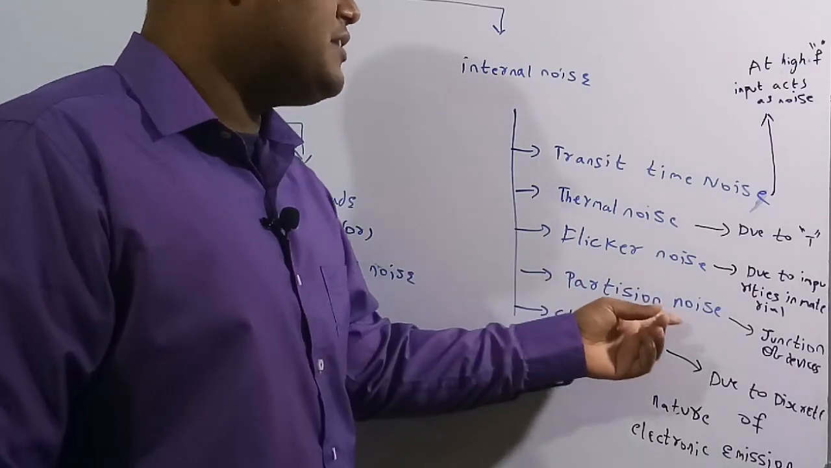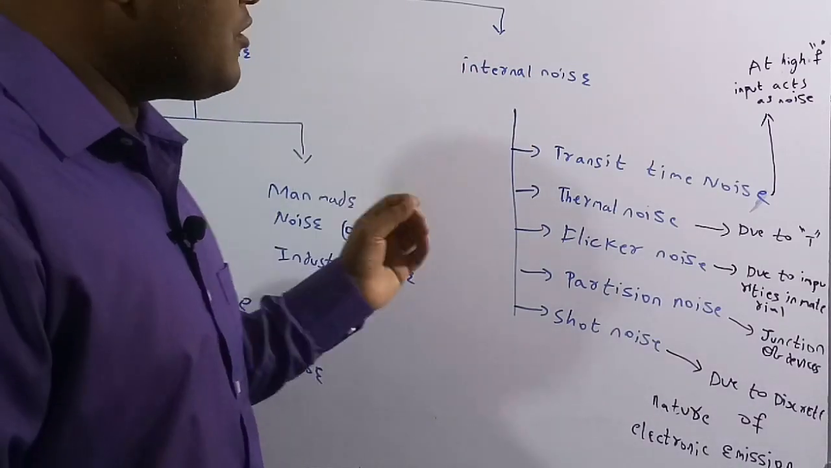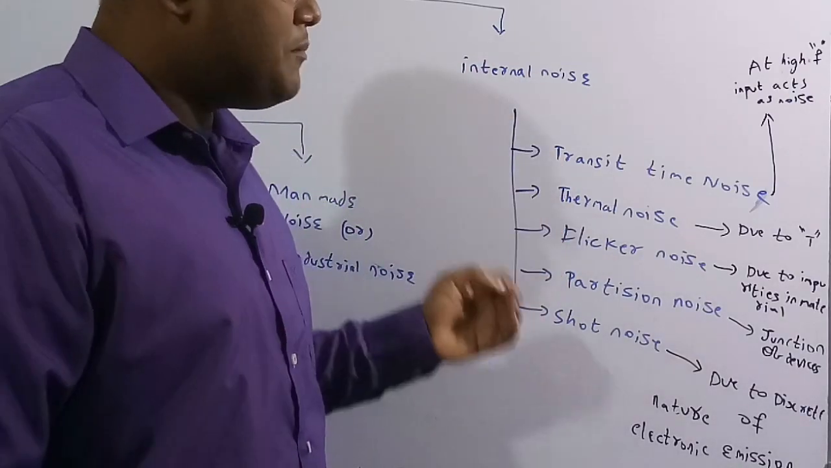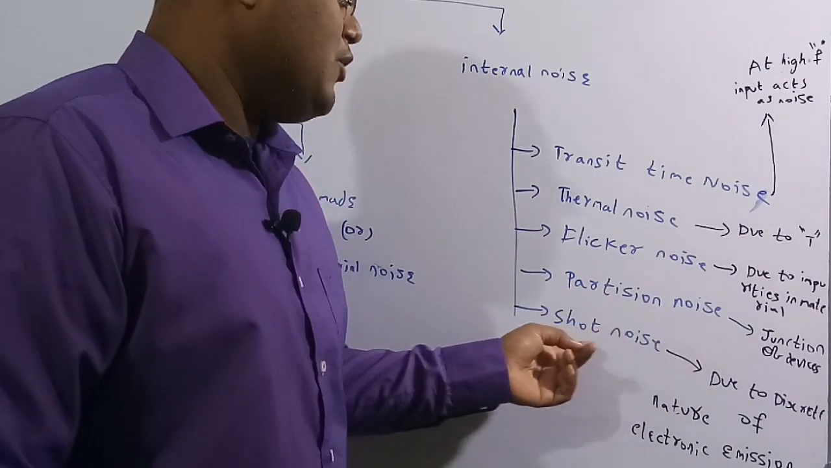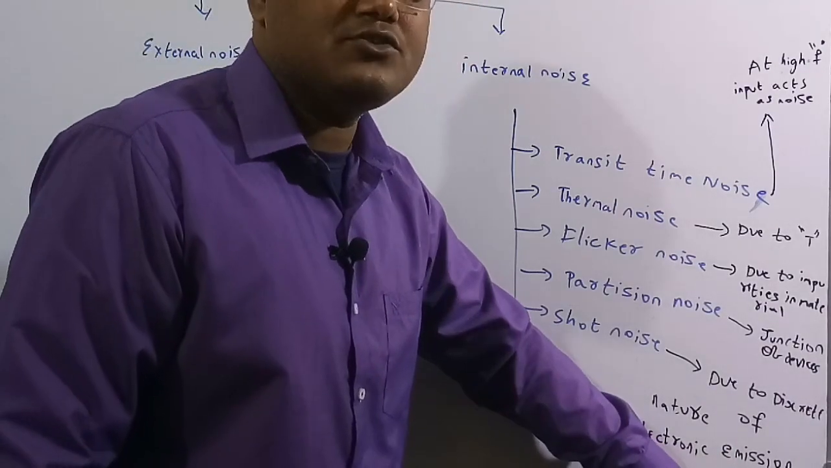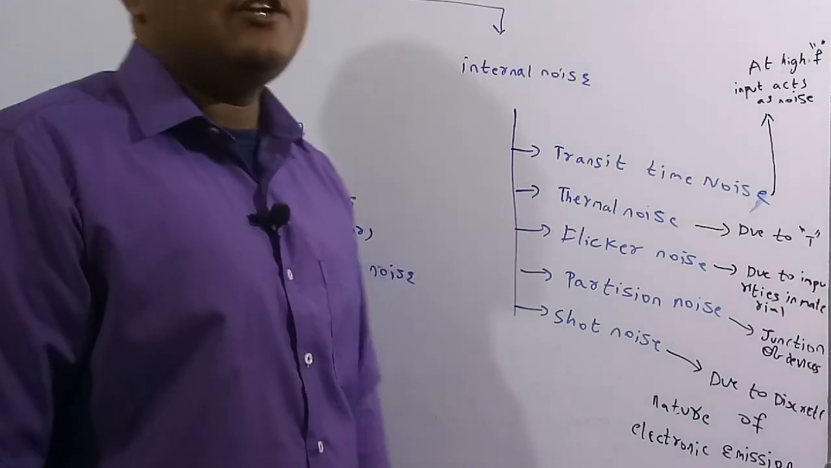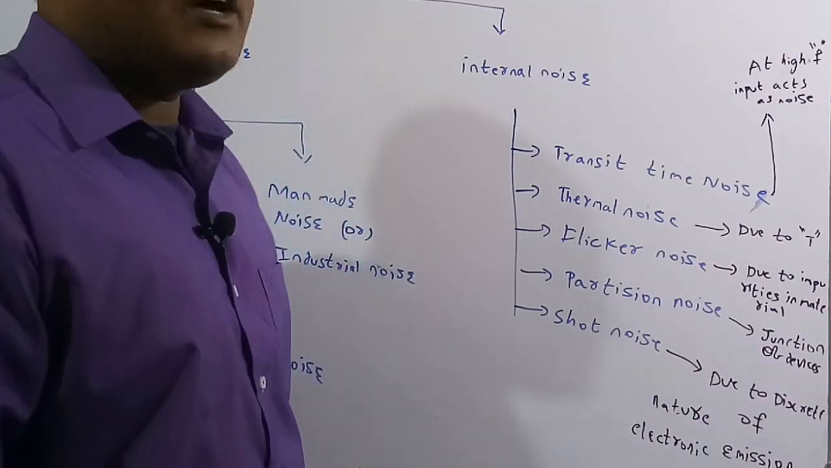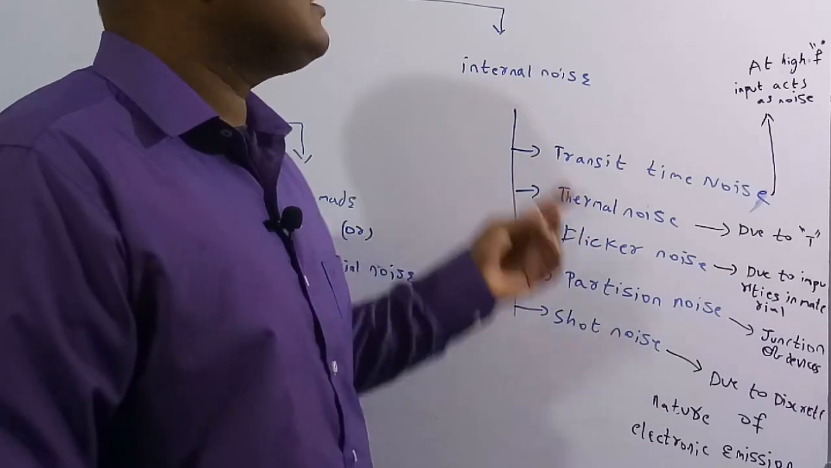Similarly, partition noise occurs at the junction of devices. Because of the junction of devices, a particular noise is produced, called partition noise. Whereas shot noise is due to the discrete nature of electronic emission. Whenever there is a discrete nature of electronic emission, noise arises. That noise is called shot noise. I have categorized all these as belonging to internal noise.